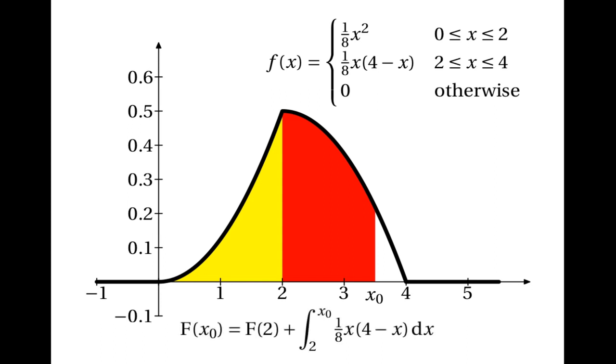So in this case, f of x0 will be f of 2 plus the integral of an eighth of x times 4 minus x with limits 2 and x0. An eighth of x times 4 minus x, again because of the formula at the top of the page. So let's work this out. We need to work out f of 2 plus the integral of an eighth of x times 4 minus x with limits 2 and x0. We'll do these one at a time.